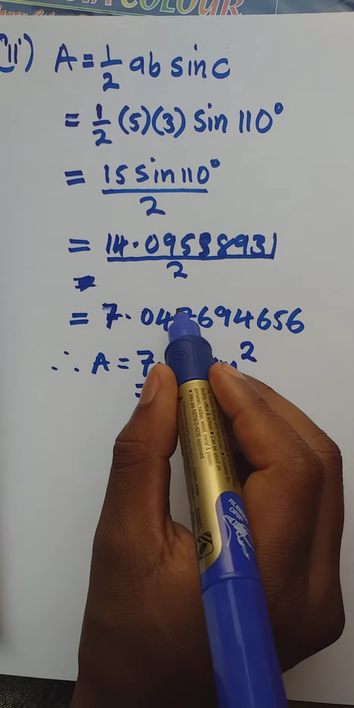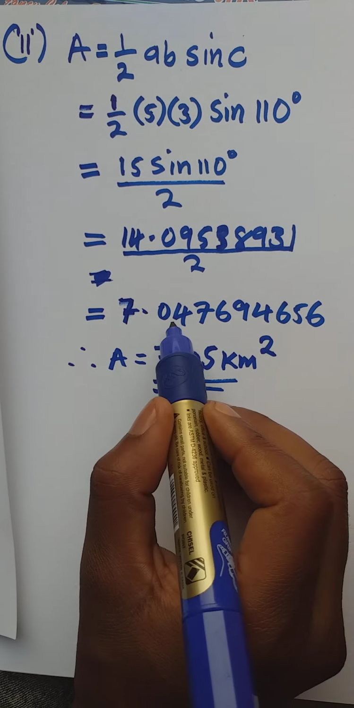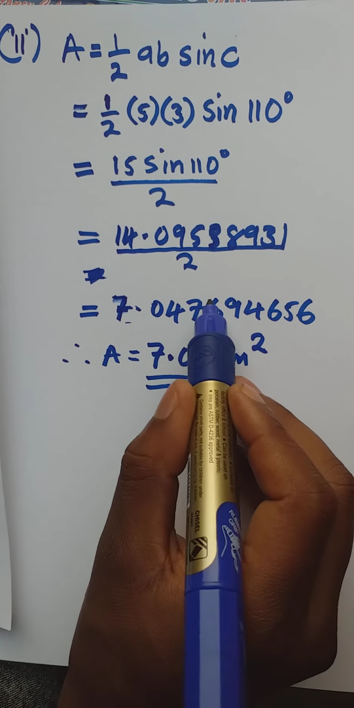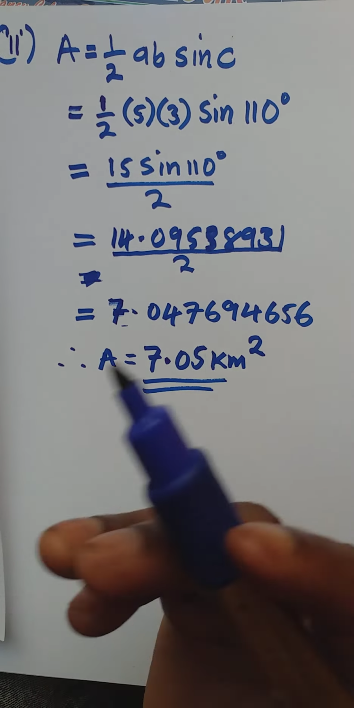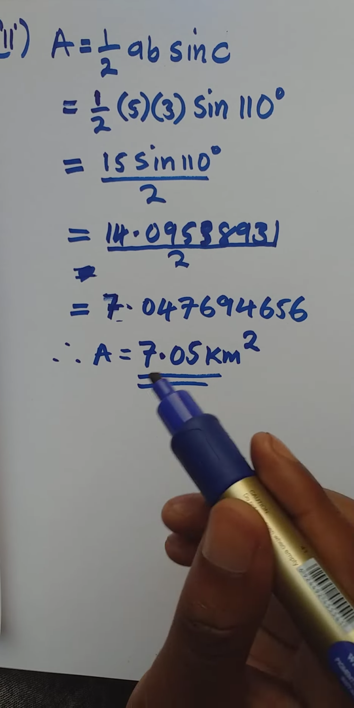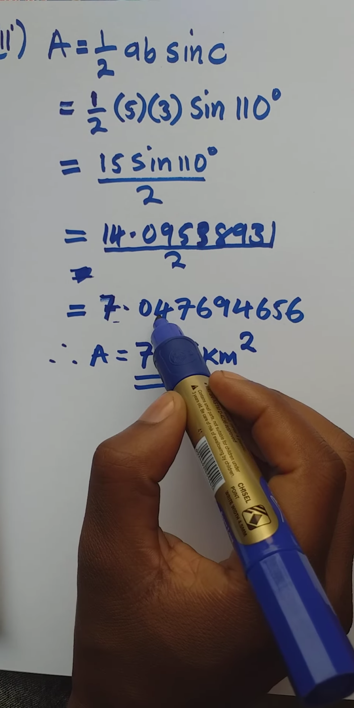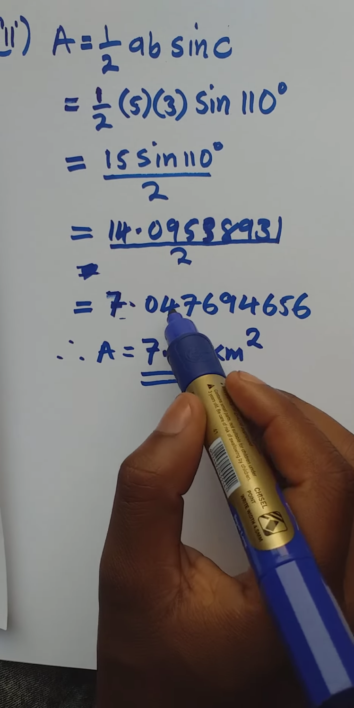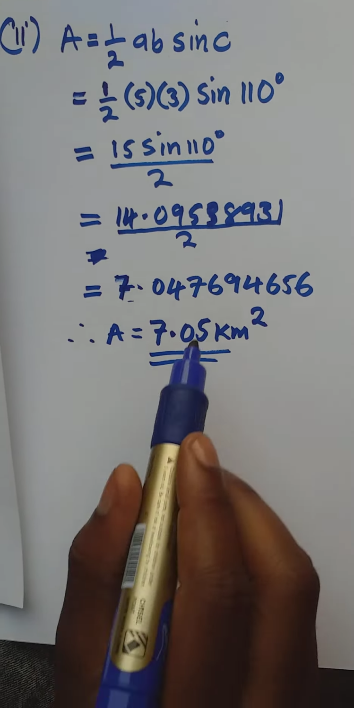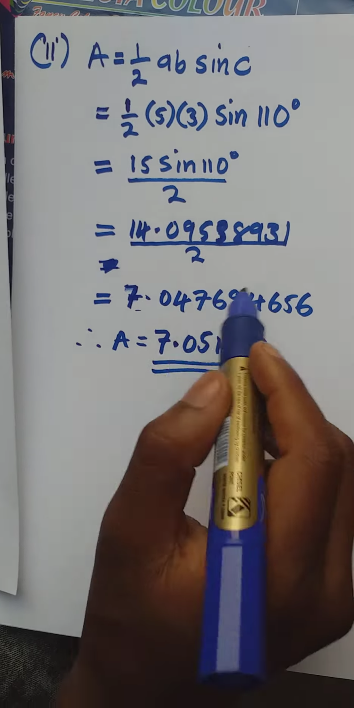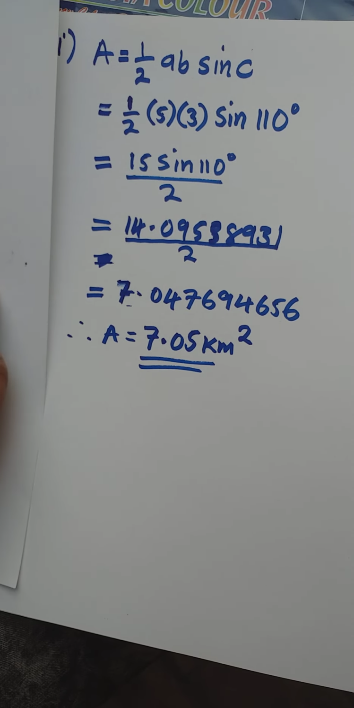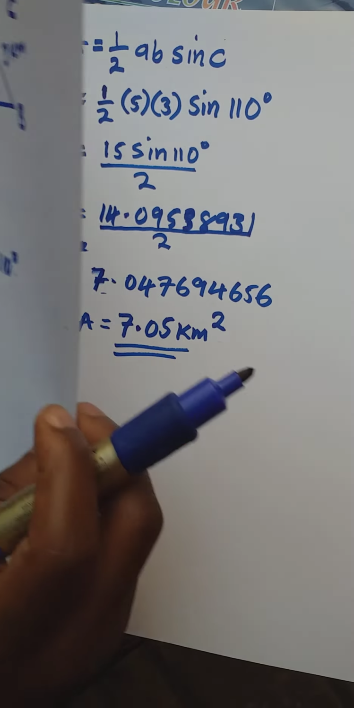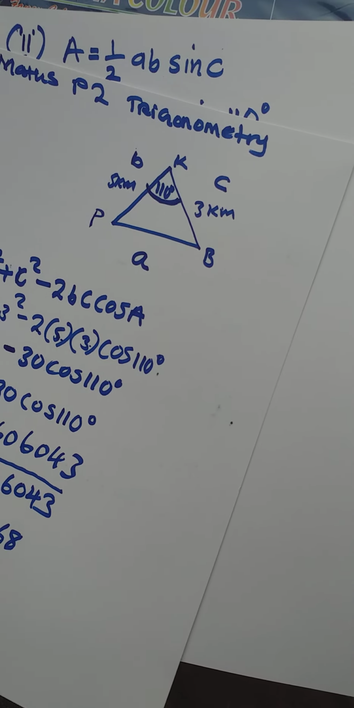So the reason why we are leaving a 5 here is because we want to end at 3 significant figures, and the next digit is above 4. When it is above 4, you need to add 1 to the immediate number, which is the third, before you exclude the rest. That's why we have 7.05. So those are the rounding off rules. So that's our second question, and that's our third question.